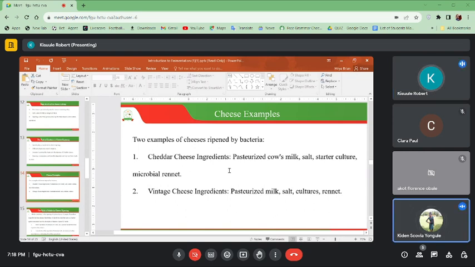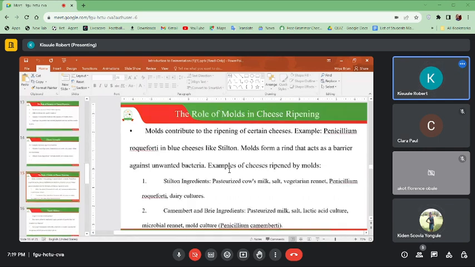Whey, we say this is the liquid that is left after the coagulation of milk into casein. Right. And also we have the vintage cheese ingredients. Here we are looking at the pasteurized milk, the salt, the cultures, and also rennet. Maybe you are asked to give two examples of the cheese ripened by bacteria. Hope you will be in position to reproduce this.